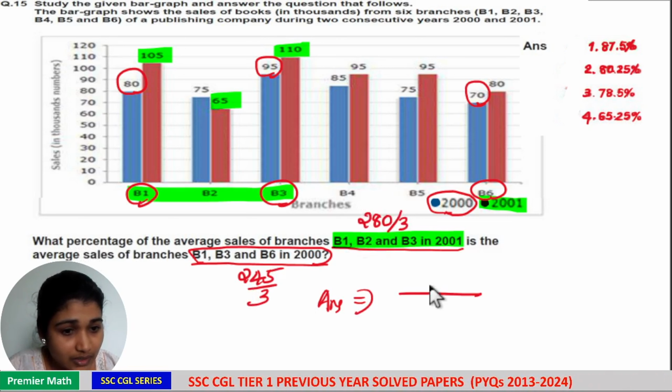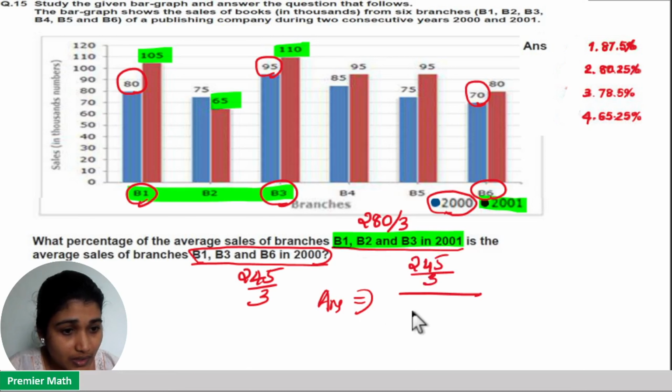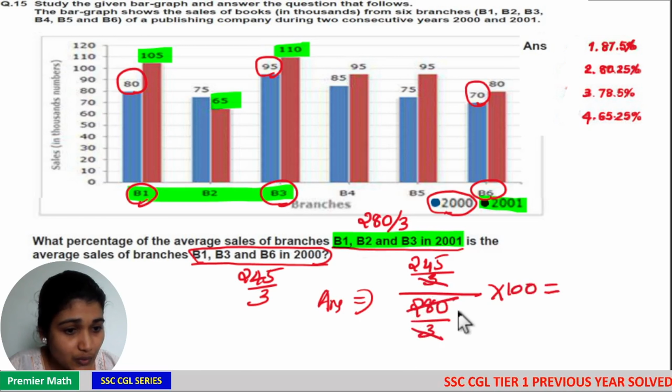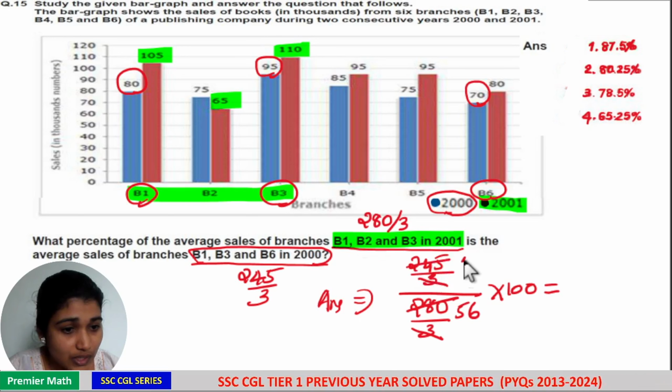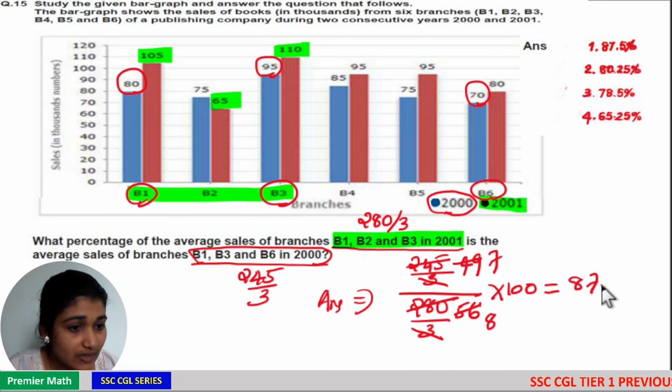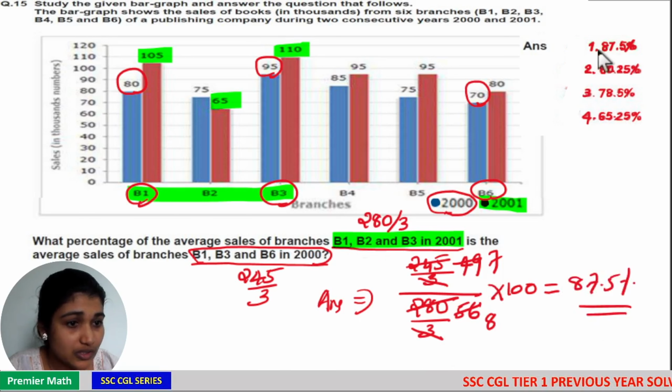245 by 3 is how much percentage of 280 by 3? That is your answer. Now 3 and 3 in the denominator cancel. 5 goes 5 times in 28 and 6 times in 30, and 5 goes 4 times in 20 and 9 times in 45. 7 goes 8 times in 56, 7 times in 49. So 7 by 8 into 100 means 87.5 percentage. Option 1 is your answer.